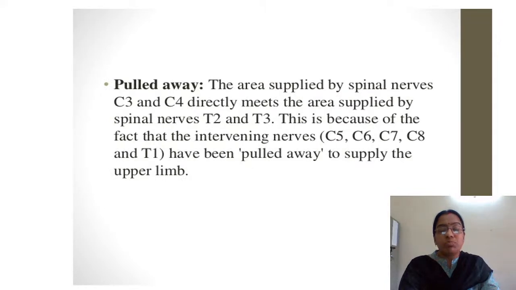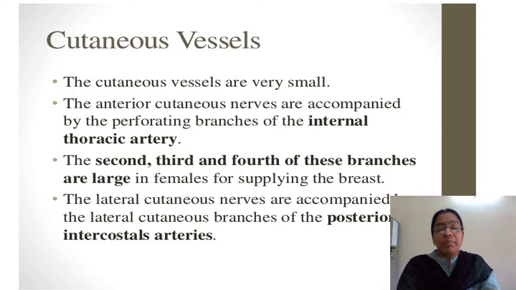Coming to the top, what is pulled away? The intervening nerves. Above it is C3, C4. Below, after the second rib, it is T2 and T3. C5, C6, C7, C8 and T1, the intervening nerves, are pulled away to supply the upper limb. This we will know in depth when we study embryology, the developmental part. But remember, here they are pulled away to supply the preaxial and postaxial borders of the upper limb.